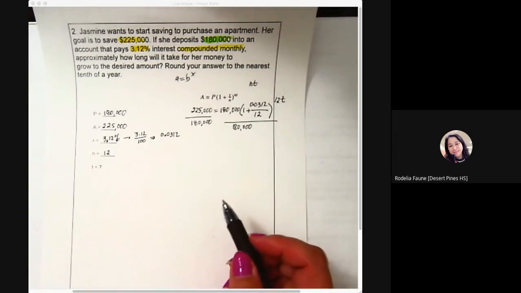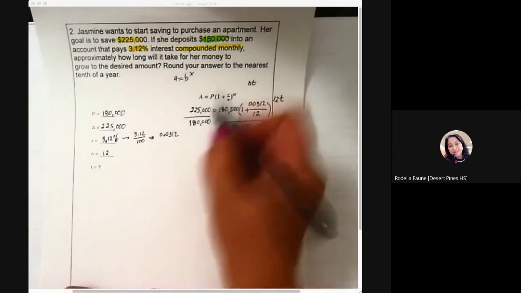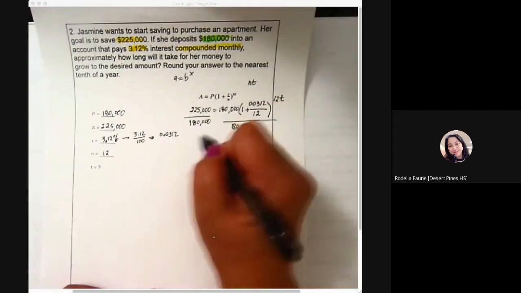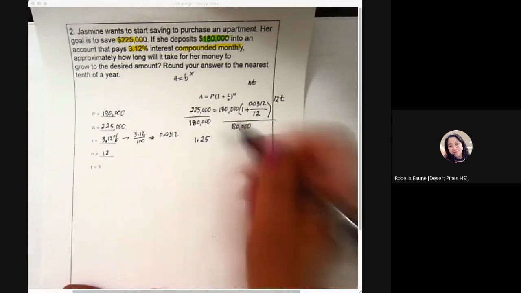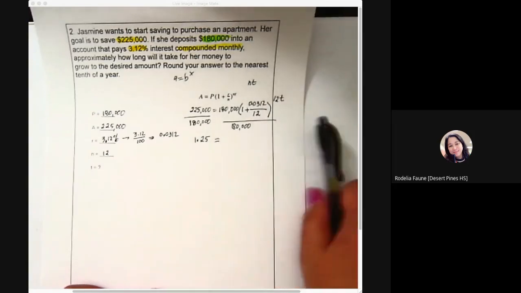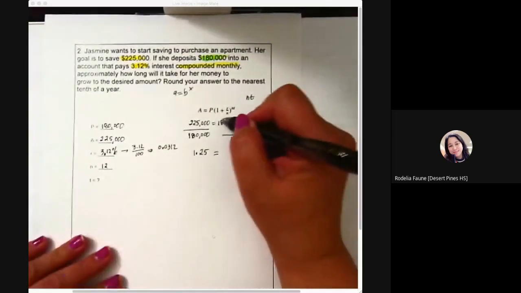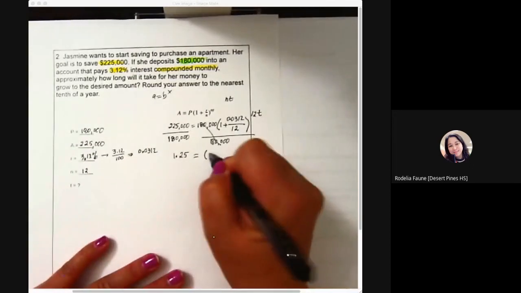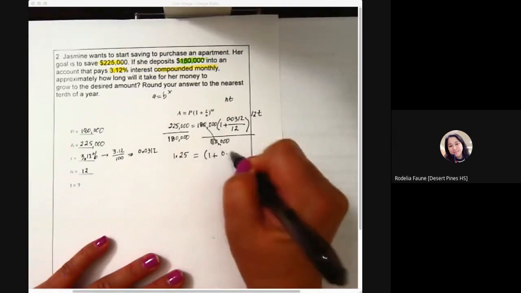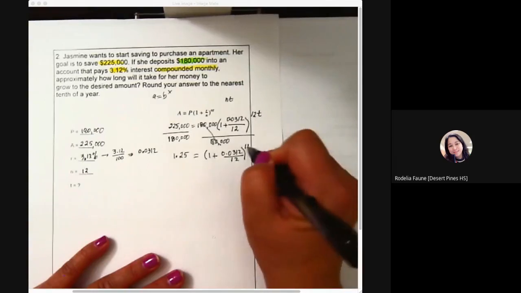And 225,000 divided by 180,000, we will get 1.25. 180,000 divided by 180,000 is cancelled. This is equal to 1, so we just drop that. We will get 1 plus 0.0312 divided by 12, then raised to 12t.